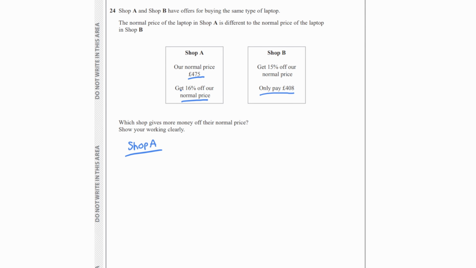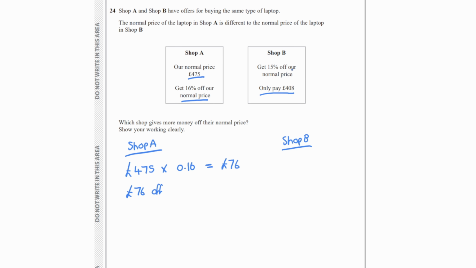And it tells us our normal price, and it tells us we can get 16% off our normal price. So let's work out what 16% of our normal price would be. So multiply this by 0.16. And when you do that, it comes out at £76. So for Shop A, we're going to get £76 off. Come over to Shop B. Let's see what they tell us.